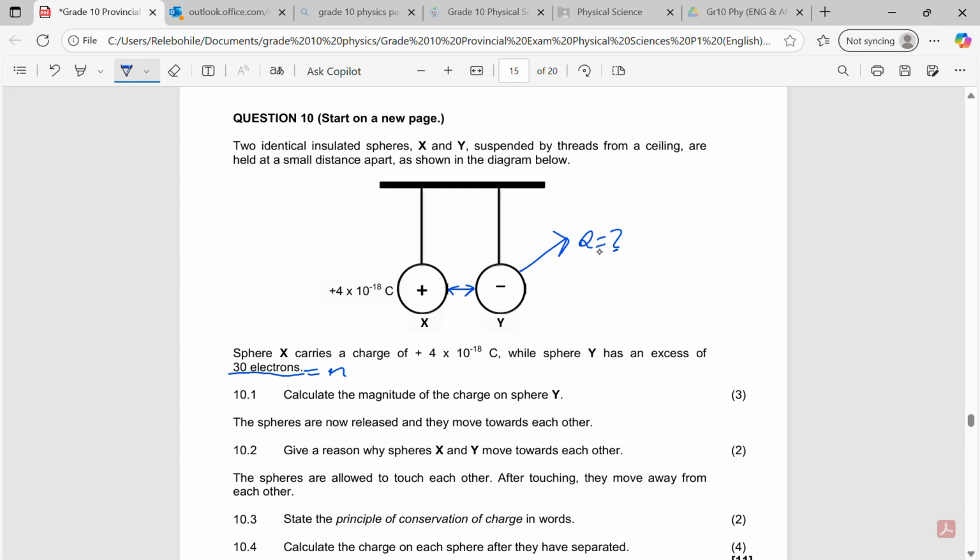Now the question that we have to ask ourselves is which formula are we supposed to use in this case? Well, the formula we'll use is N is equal to Q divided by E. That's the formula we'll use, and we find this on our formula sheet. I'll quickly show it to you.